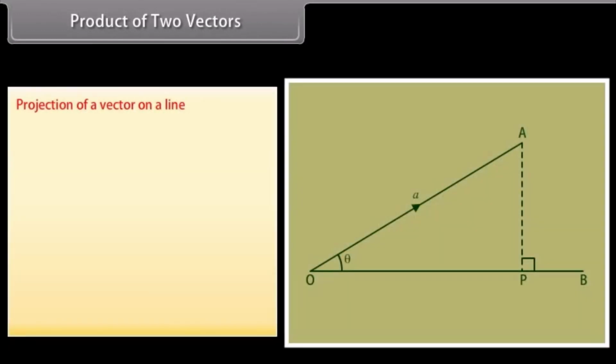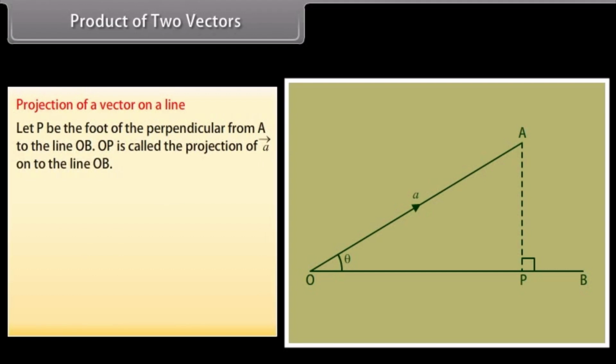Product of two vectors. Projection of a vector on a line. Let P be the foot of the perpendicular from A to the line OB. OP is called the projection of vector A on the line OB. Vector OP is equal to the magnitude of vector A into cos theta, where vector A is equal to vector OA and theta is angle AOP.